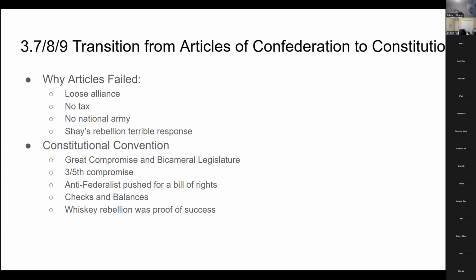And then when a rebellion similar to Shays' Rebellion happened, the Whiskey Rebellion, we saw that the government was able to use its own national militia to stop the rebellion once and for all. So that was proof that the new constitution was going to be the blueprint that they should use and that they should move away from the Articles.